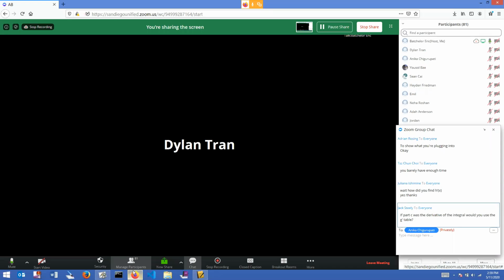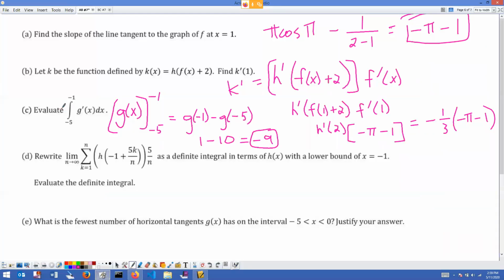Jack, if part C was the derivative of the integral, would you use the g prime table? So if it said evaluate the derivative of the integral from -5 to -1 of g prime, you'd find the integral from -5 to -1 of g prime, which is -9, and then you take the derivative of that and you just get 0.